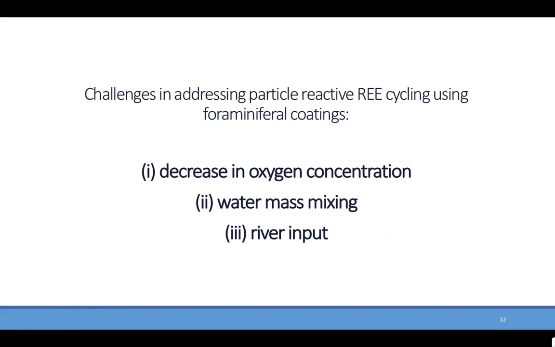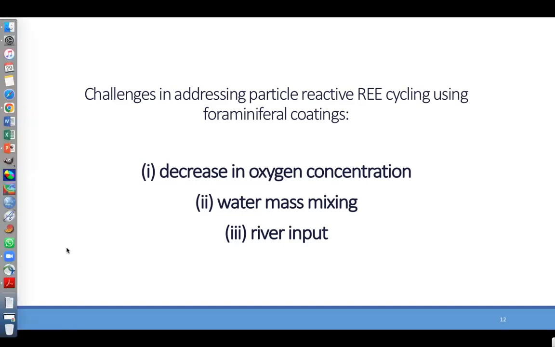But working with foraminiferal coatings to trace this rare earth element cycling, we face some challenges. The first one is that we could face decreases in oxygen concentrations of the bottom waters and also the sediments, the pore waters. Then we could have reducing conditions, and we are going to dissolve iron oxides, and the elements will be transferred to the pore waters, and this could affect our reconstruction. The second challenge is related to water mass mixing, because each water mass has a different rare earth element signature. So if we have changes in circulation and water mass mixing, we could change what the foraminiferal coatings record. And also river input. We could have the delivery of dissolved rare earth elements to the seawater, and that could change the signature of rare earth elements.